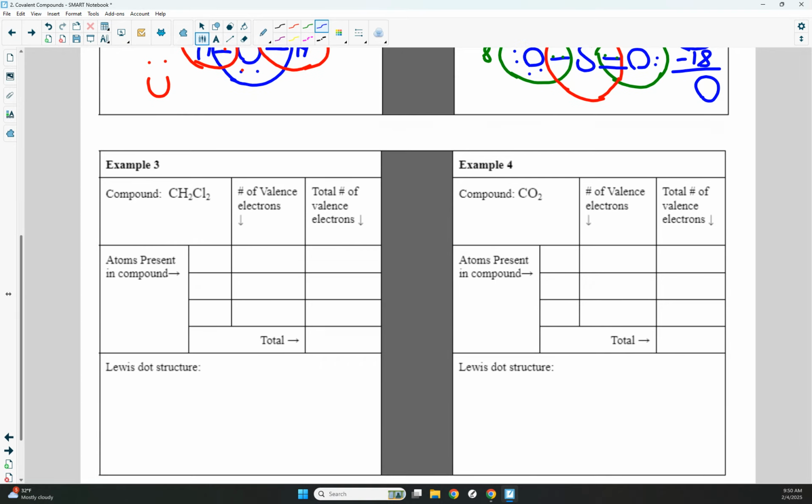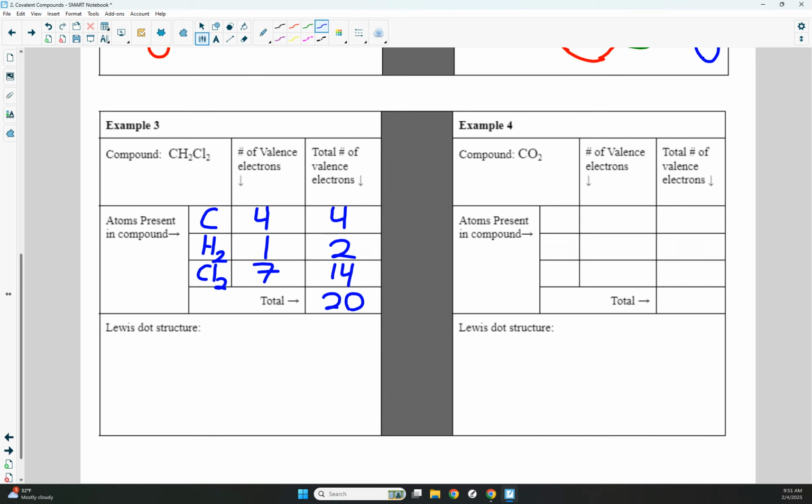So this compound, which we don't have an easy name for, has 1 carbon, 2 hydrogens, and 2 chlorines. So carbon has 4 valence electrons, hydrogen has 1, chlorine has 7. We've got 1 carbon, 1 times 4 is 4. We've got 2 hydrogens, 2 times 1 is 2. We've got 2 chlorines, 2 times 7 is 14, and those add up to 20.